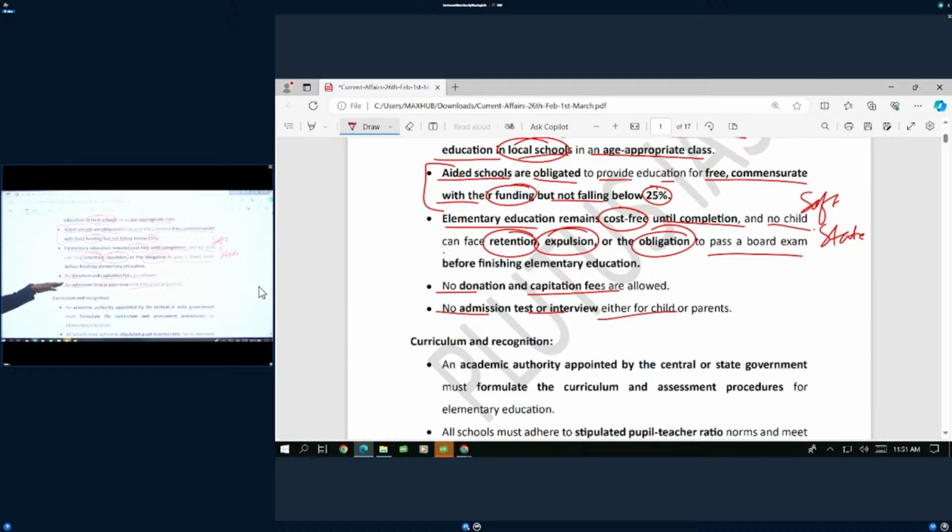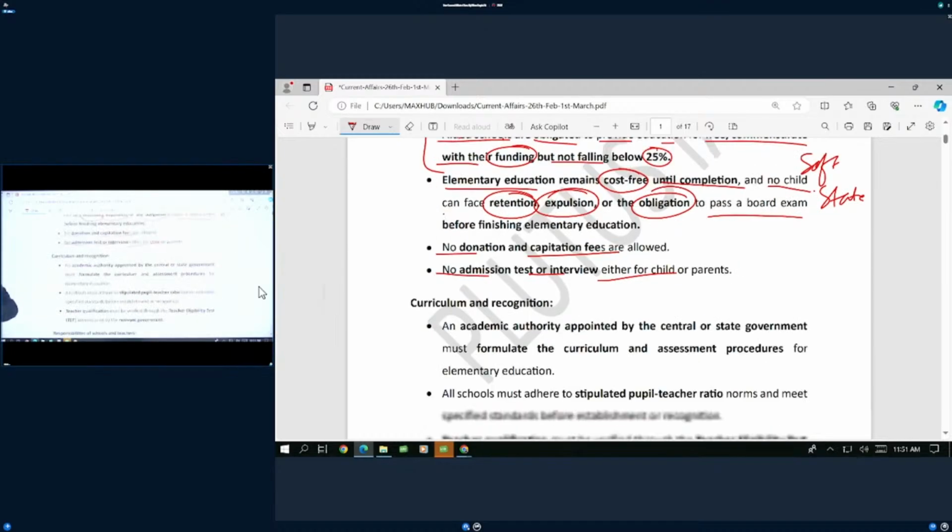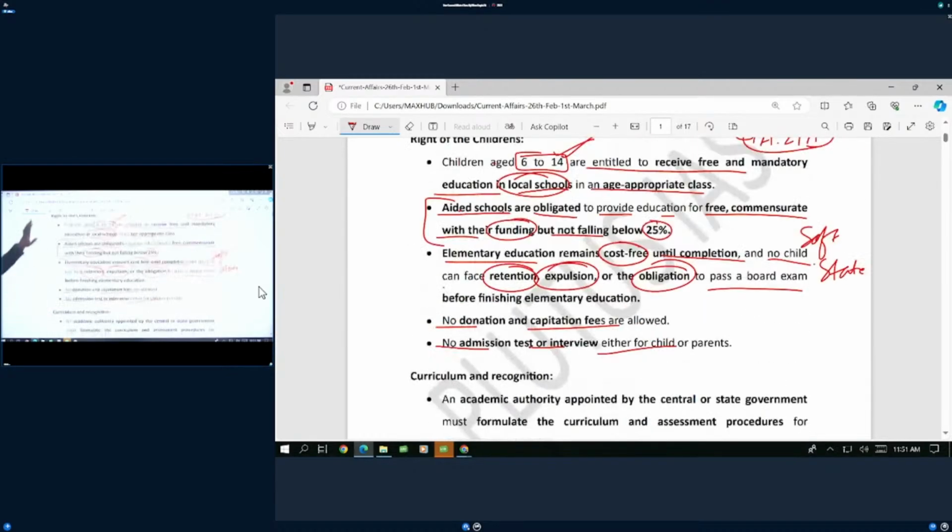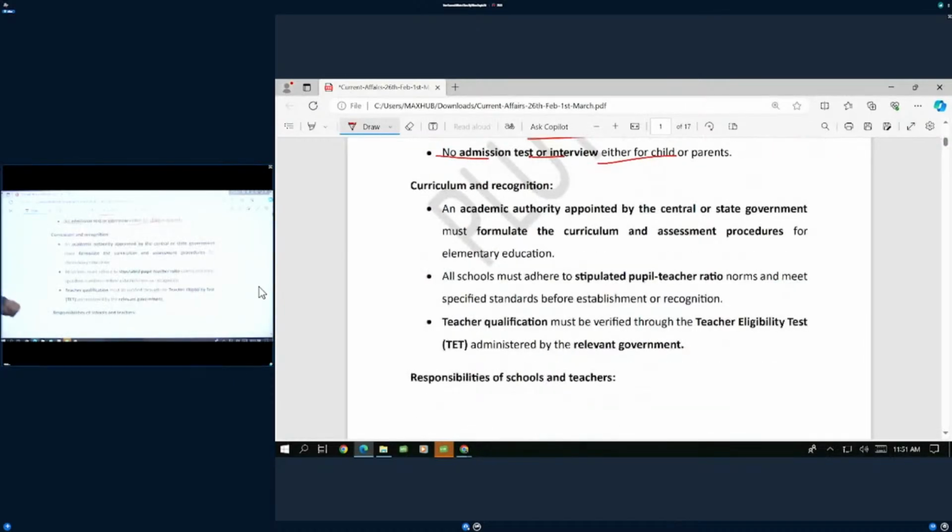So we have a provision, no interview, but nonetheless it is conducted. You can see any private school there. Next, curriculum and recognition. These are the rights of children under the RTE Act. An academic authority appointed by the center and the state government must formulate the curriculum and the assessment procedure.